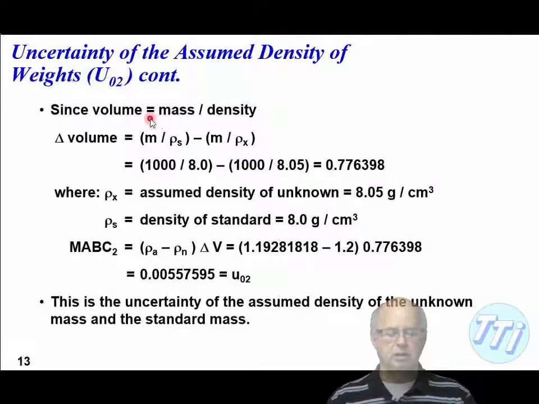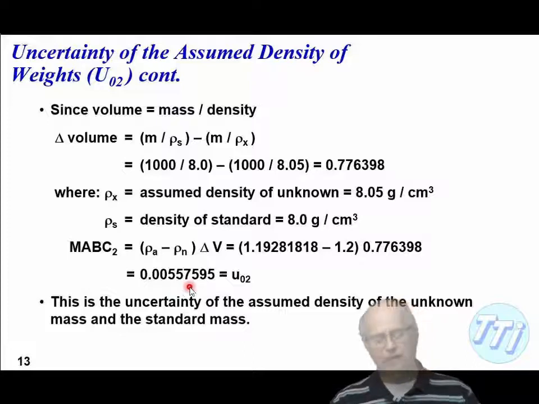So again, recognizing density is mass over volume and rearranging the volume, since we know that, we can come up with the second correction in density, and that is 0.00557595, again to too many significant figures, and that is our standard uncertainty because we do not know the density of the unknown mass as well as we may like to know it.